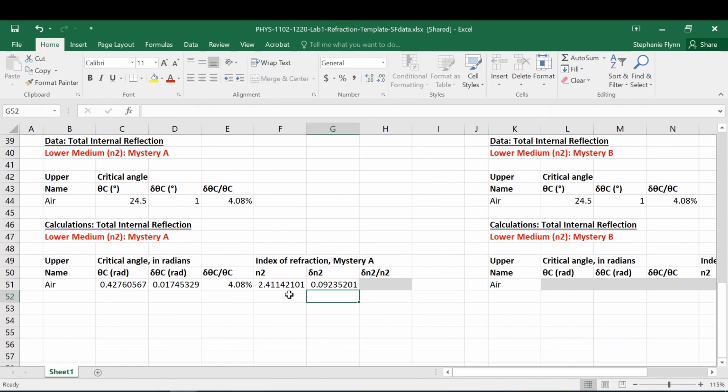And then again, you just want to repeat those same calculations once you've made your measurements for mystery B, and make that same comparison from the two different methods. So not comparing B to A, but comparing B from the two different methods, because it's still the same material, so you would expect to get the same index of refraction no matter what method you use to calculate it.